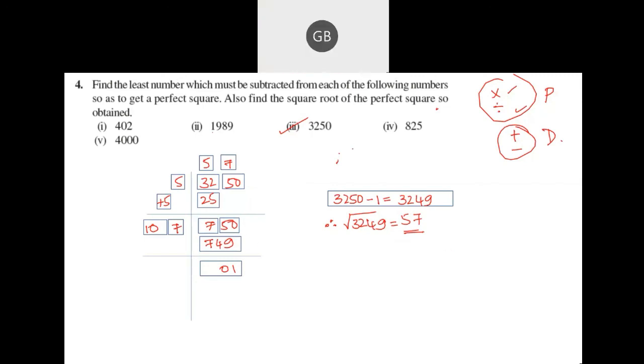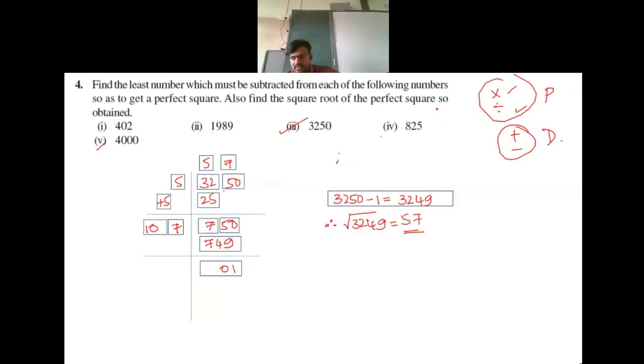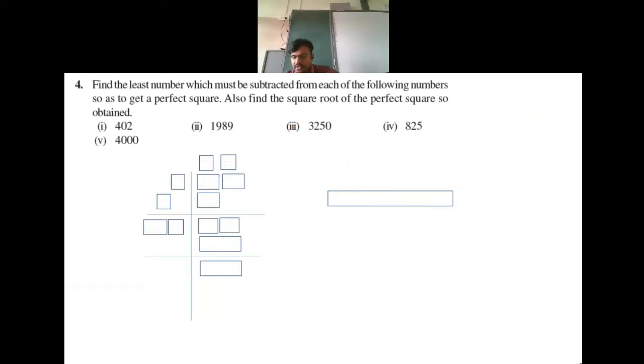Please follow, and please solve the fifth one. The fifth one is easy, sir. Okay, fifth one we shall do. Now you tell me what are the groups. 40 and 00, and double zero. 36 is a square number, 6 times 6, and when 6 is added, we get 12.